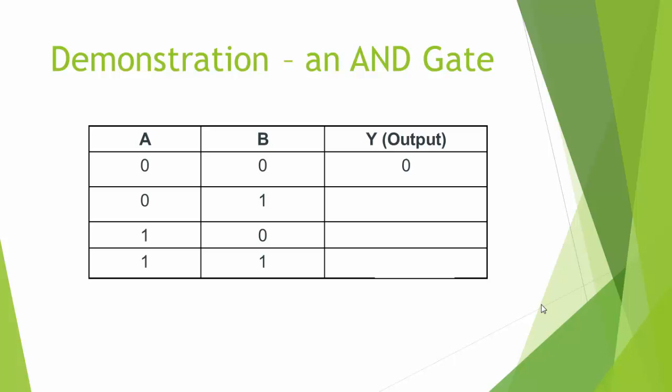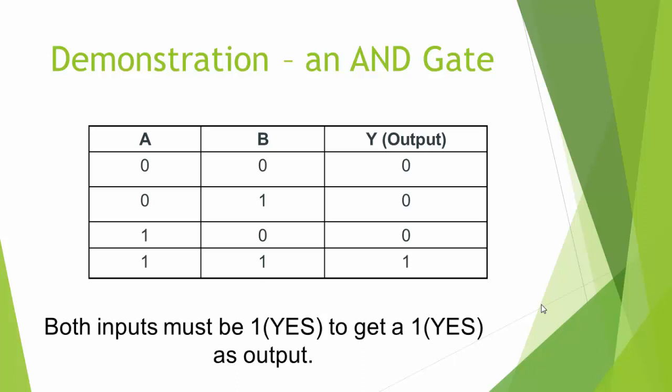If A is low and B is high, unfortunately that's still a low output because we need both of them to be high. And you can probably figure out what the next output is. It's a 0. And then finally we reach the case where our output can be high. Both A and B are high, and so Y, our output, is high. So we can look at this and we can see that both inputs have to be yes to get a yes as an output.